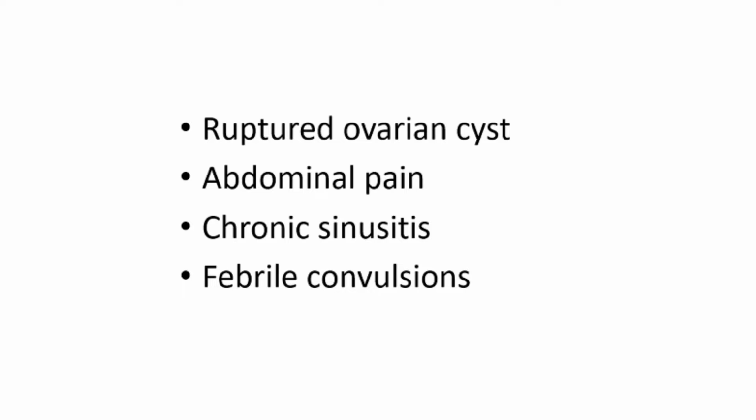So here are some examples of main term. If we're looking at ruptured ovarian cyst, we're not going to look at that description of the ruptured or the location of ovarian. Our main term will be cyst. When we're talking about abdominal pain, again, we're not looking at the location, we're looking at what is that main term. The main term is pain. Chronic sinusitis. The main term is sinusitis. Febrile convulsions. Febrile is describing that main term. The main term is convulsions. So those are the first term that you're going to start looking at in the ICD-10-CM alphabetical index.